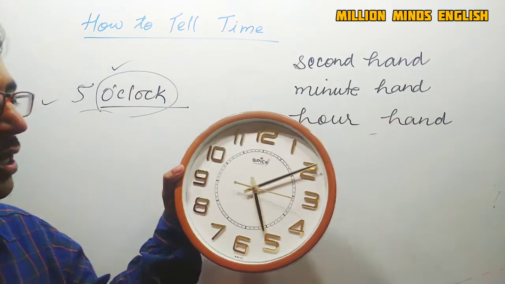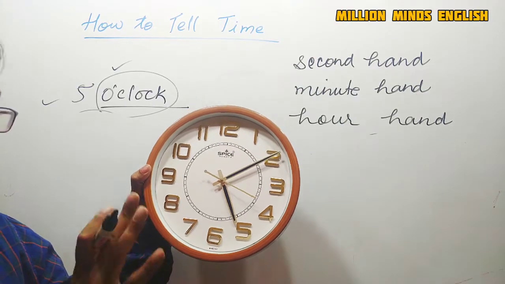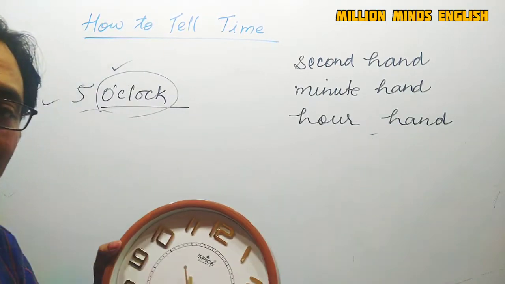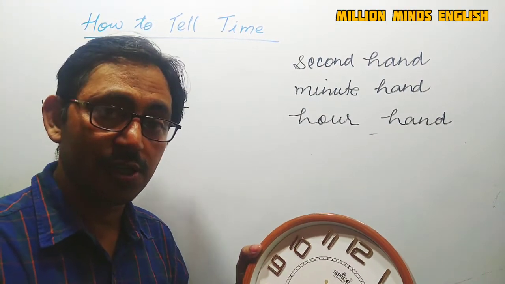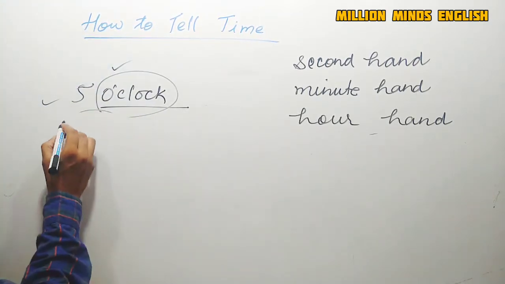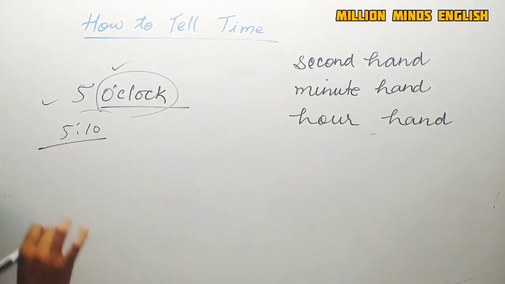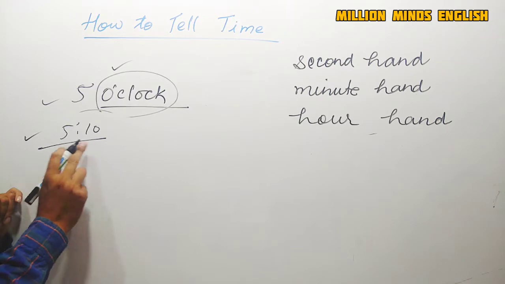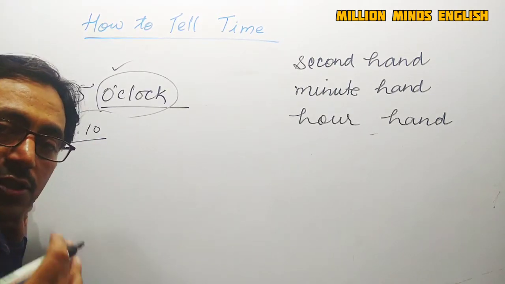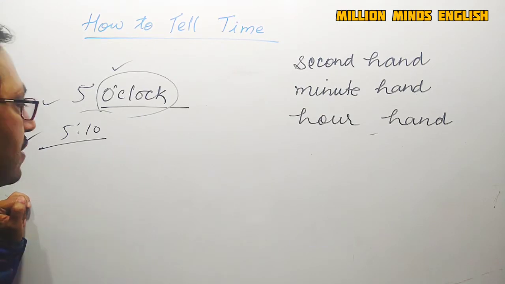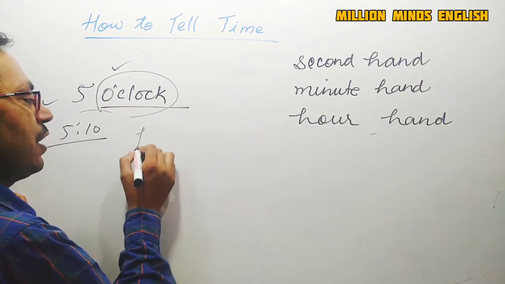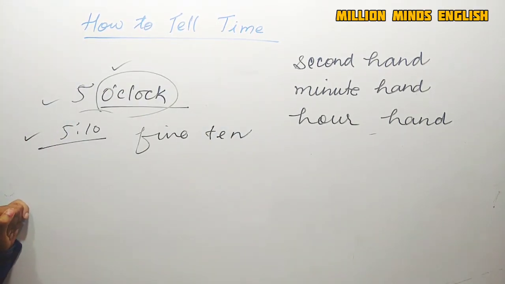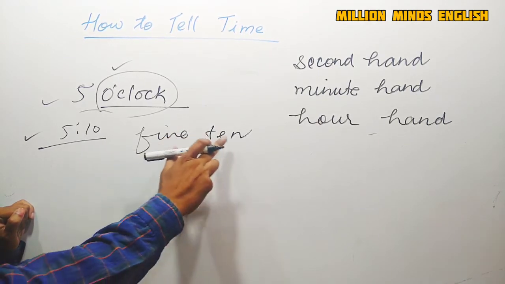Friends, what's the time now? In Hindi, you can say 5:10. Clear? And what will we say 5:10 in English? Friends, have a look here. We can see here we have the time 5:10. We have three methods to represent this time. Very first method, friends, 5:10 means 10 minutes after 5.